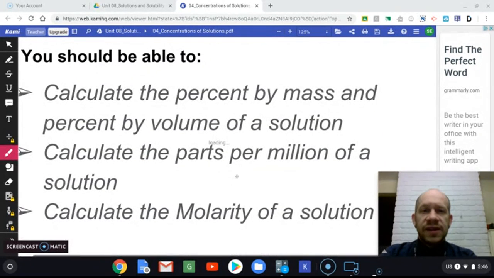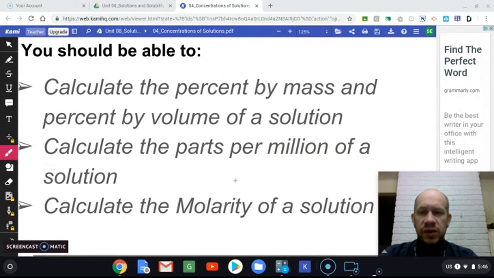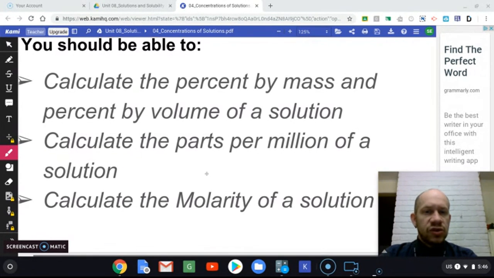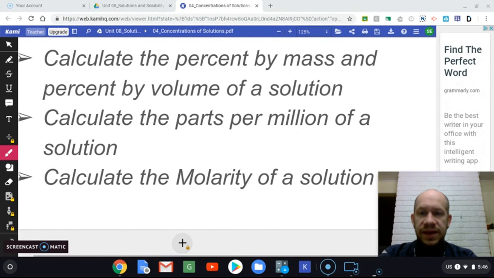Okay, now you can calculate the percent by mass and the percent by volume of a solution. You can calculate the parts per million of a solution, and you can calculate the molarity of a solution.